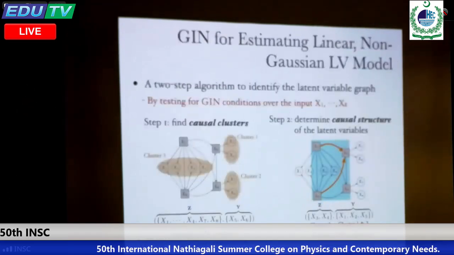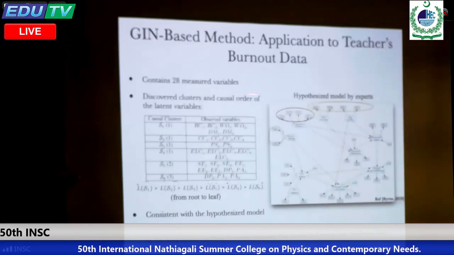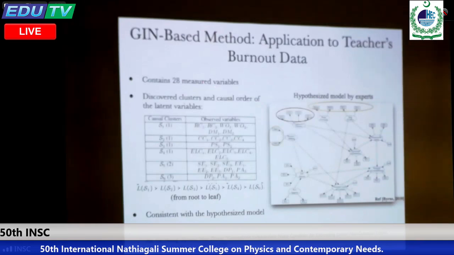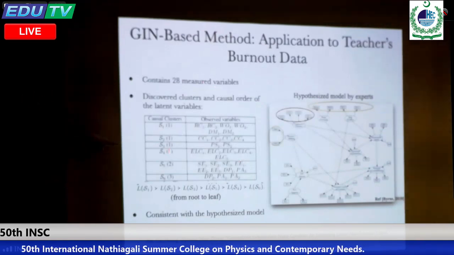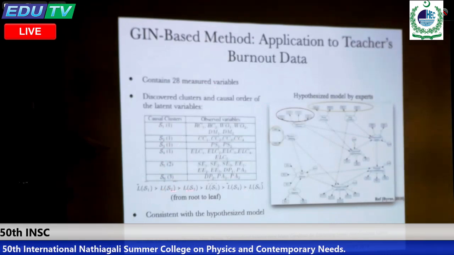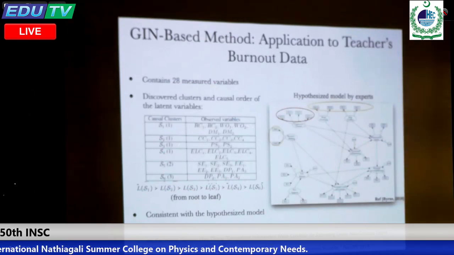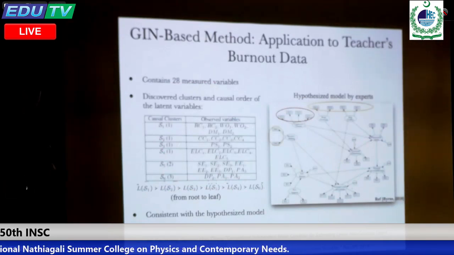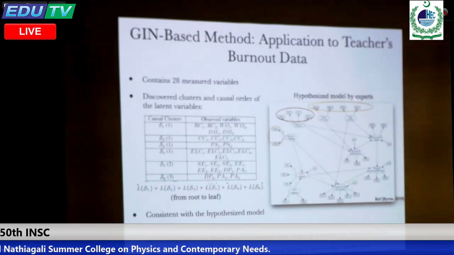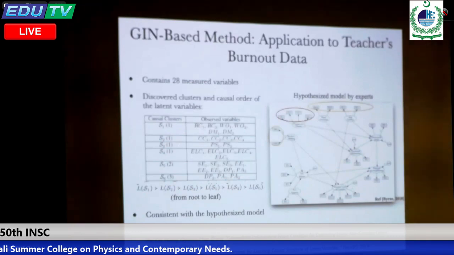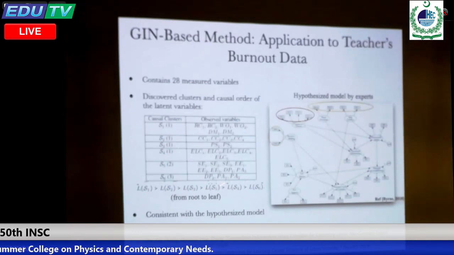As you can see from this result, I'll skip that. This is known as the teacher's burnout data. They try to see why teachers are tired. They measured 28 variables. With this method, we recovered a lot of hidden variables, and we recovered the causal order of the hidden variables. On the right-hand side, you can see the hypothesized model given by experts. They are basically the same thing, meaning that, yes, the experts are very good. They produced a model that can really explain the data. At the same time, the computational method is very useful. You can really recover the hidden world involving hidden variables and relations by making use of the measured indicators.